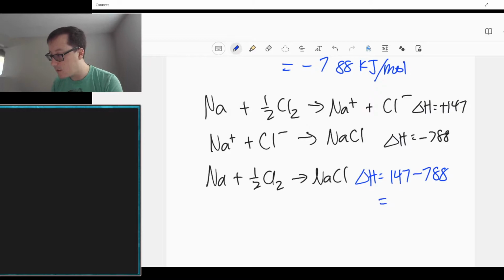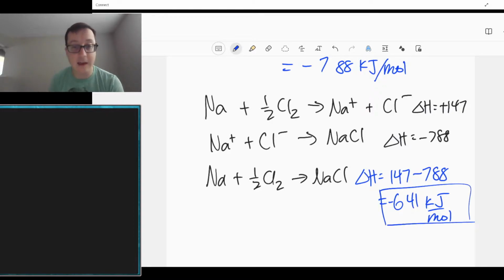Which gives us, let's see, I can do the math. Negative 641 kilojoules per mole. So overall for this reaction, it is indeed highly exothermic. So we would expect this. And we should hopefully see, if we went to the energy of formation, delta Hf, we should see that this is the value we'd get for this. So there may be some slight differences depending on the states of matter of the atoms involved, but that's what we're looking at for this.